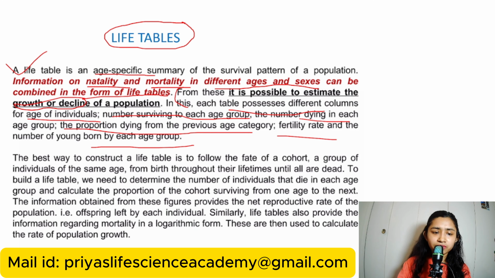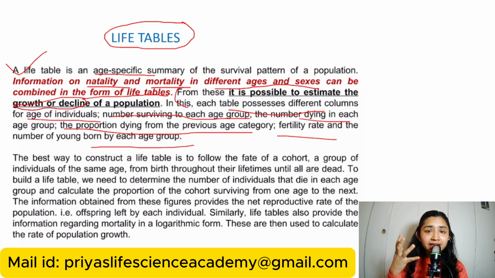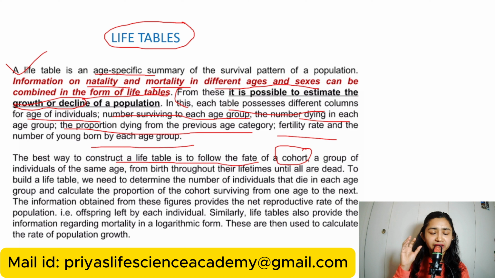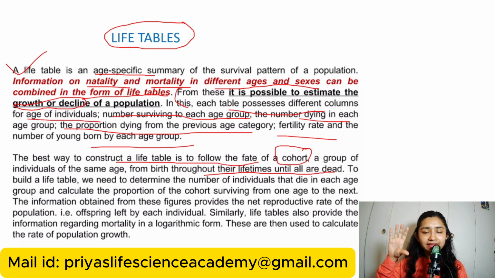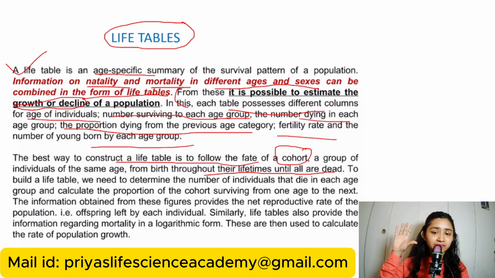The best way to construct a life table is to follow the fate of a cohort. Now, how can you make a life table? The best way to construct a life table is to follow the fate of a cohort. What is a cohort? A cohort is a group of individuals of the same age, followed from birth throughout their lifetime until they are dead. If you follow one cohort, you can actually understand the life table more nicely.